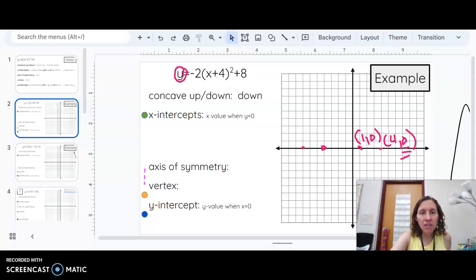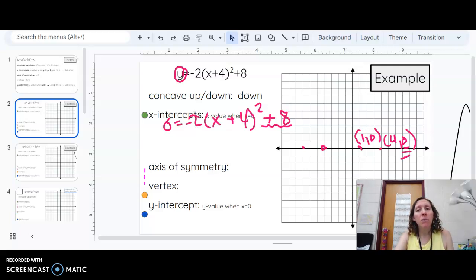All right, so I'm going to scribble this down here. 0 equals negative 2 times (x plus 4) squared plus 8. That's super sloppy because I'm trying to write on my screen. We're going to first get rid of the integer over here, so we're going to minus 8 from both sides. That will get rid of that because 8 minus 8 is nothing. And if we minus 8 on the left, 0 minus 8 is negative 8. So we'll have negative 8 equals negative 2 times (x plus 4) squared.